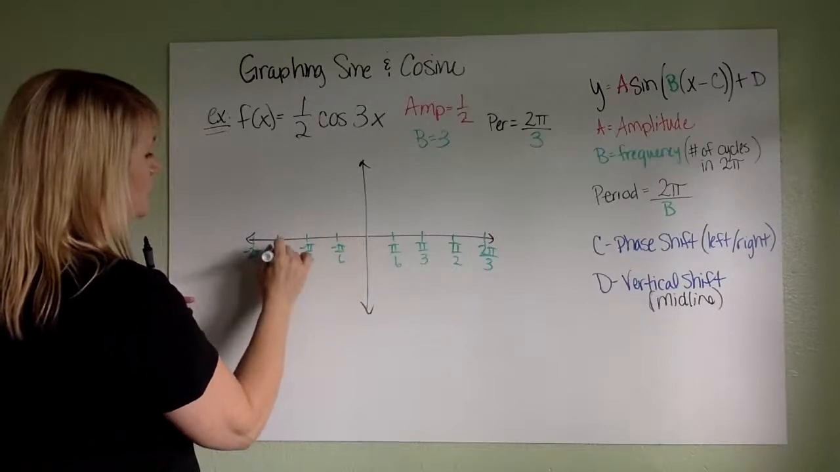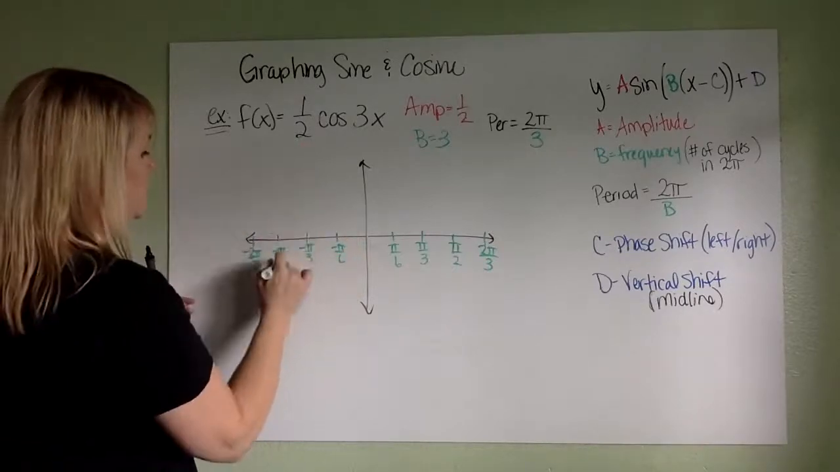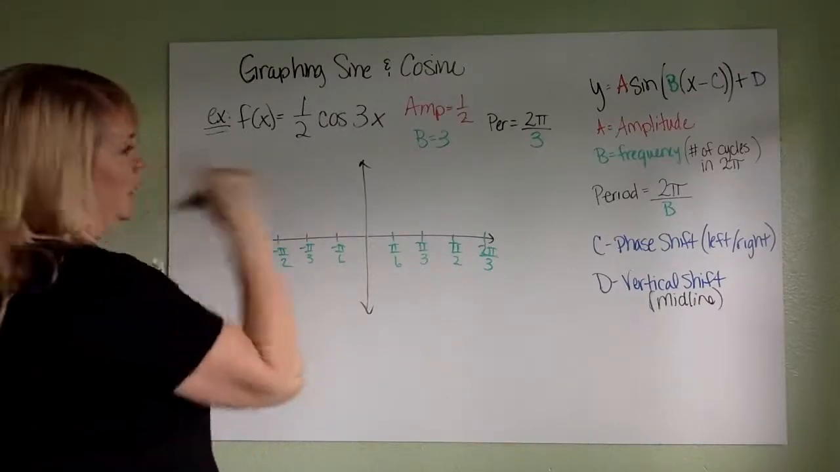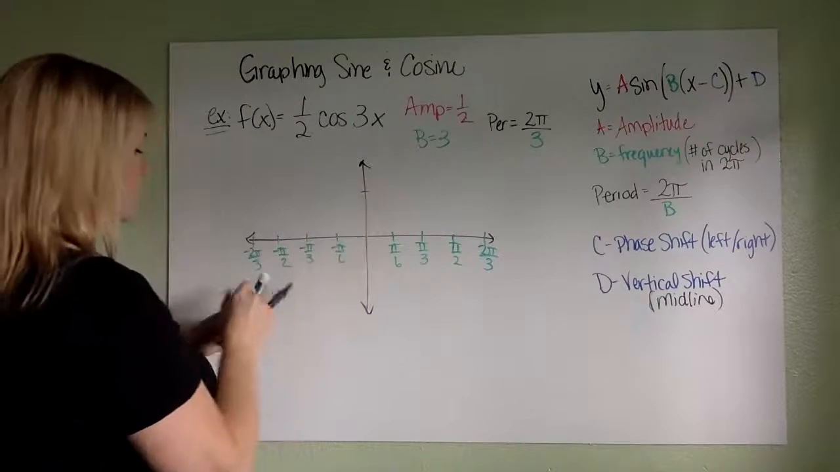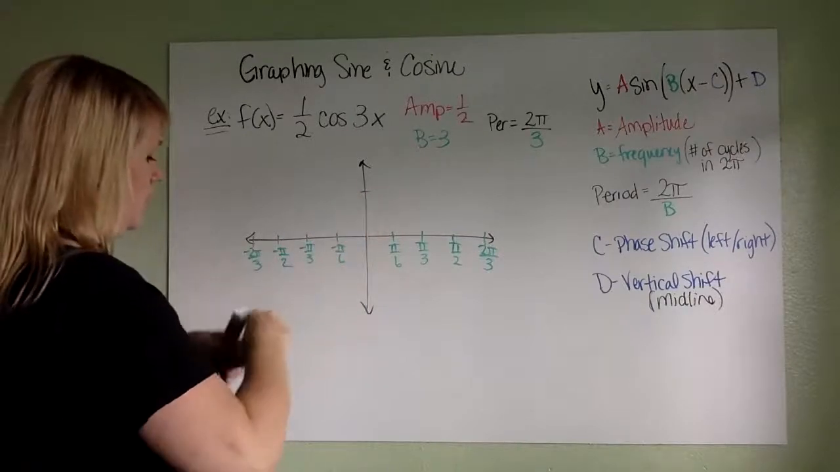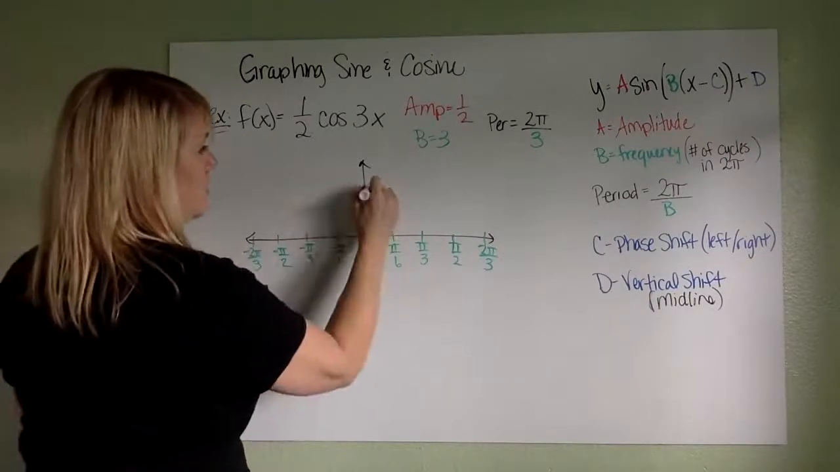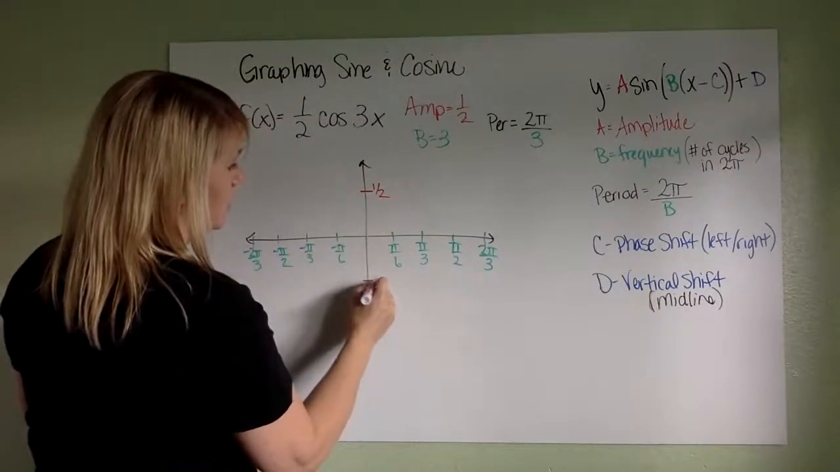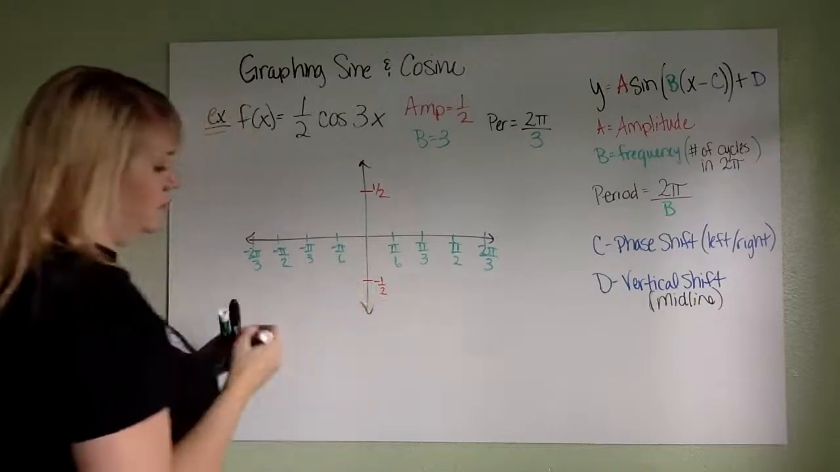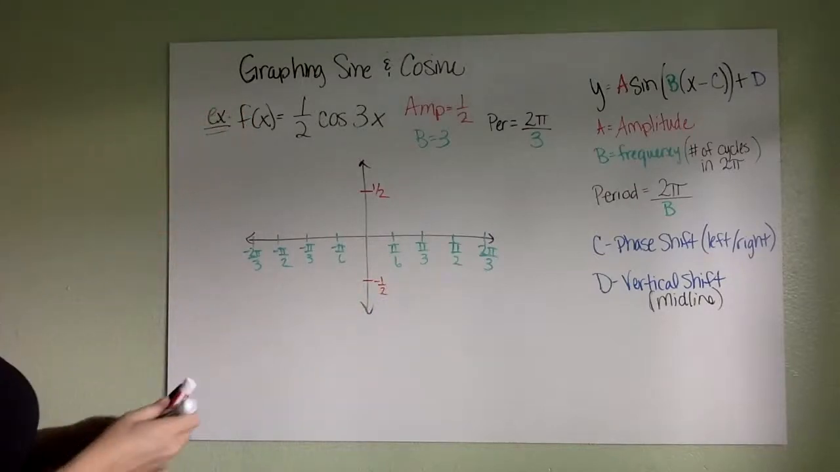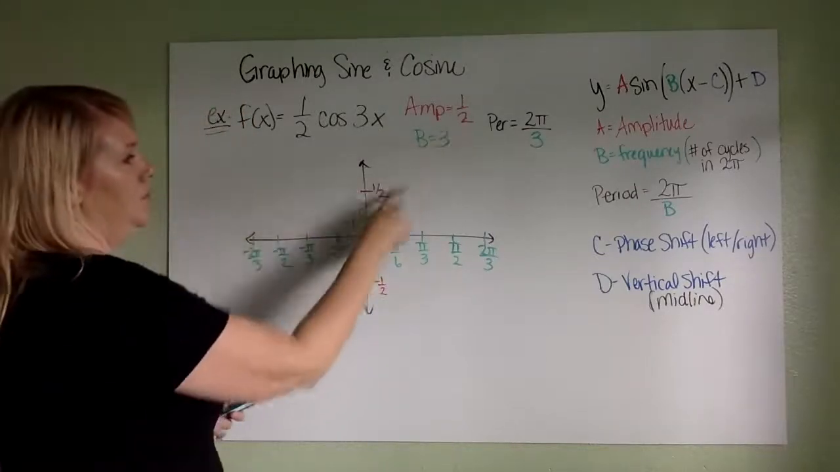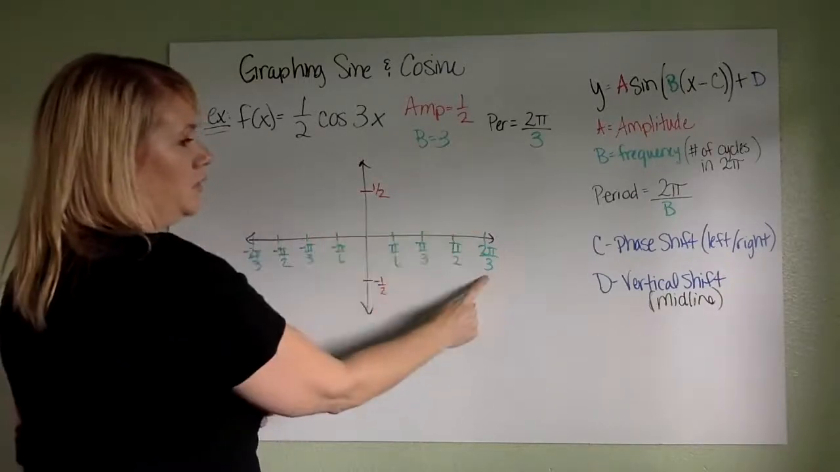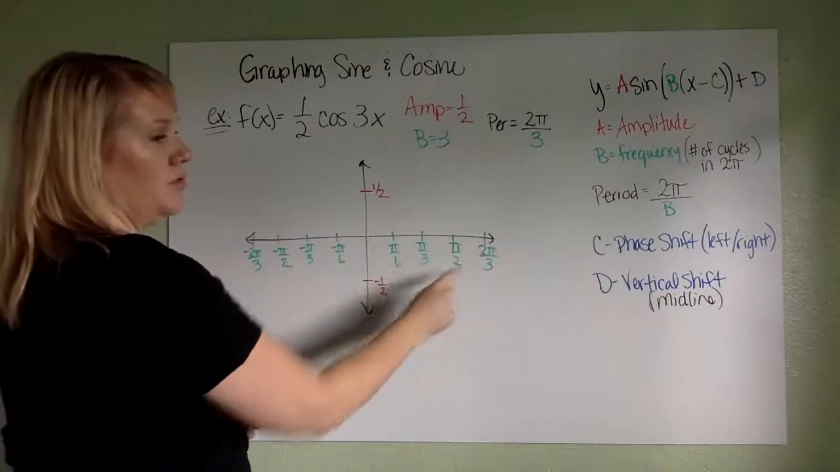Okay, so now since we're graphing the cosine function, we're going to start at the maximum value, and in this case, that's a 1/2. So right up here on the y-axis, I'm going to label this mark with a 1/2, and then I'm going to label this mark down here with a negative 1/2. So I've labeled the 1/2 as my maximum and minimum values, and I've labeled the 2 pi over 3 out here on the 4th mark out.